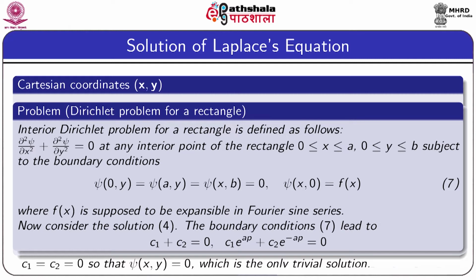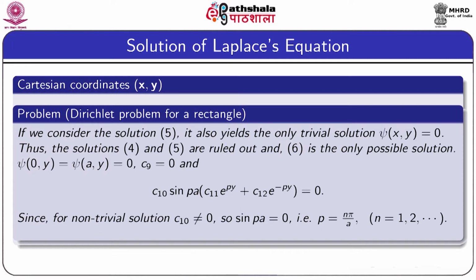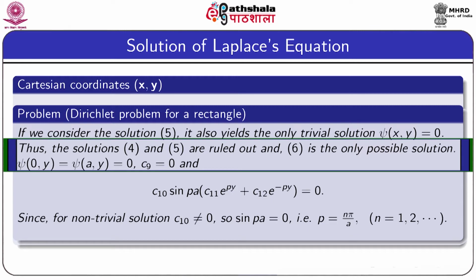So, the function psi becomes 0. This psi is a trivial solution of the Laplace equation, but we are not interested in the trivial solution. To find the non-trivial solution, we have to think about the other two solutions, which are written in equation 5 and equation 6. Now, consider the solution 5. In that solution, if we put the conditions psi(0, y) equals 0 and psi(a, y) equals 0, this leads again to psi equals 0. Thus, solutions 4 and 5 are not acceptable. So, the only solution that remains is solution 6.